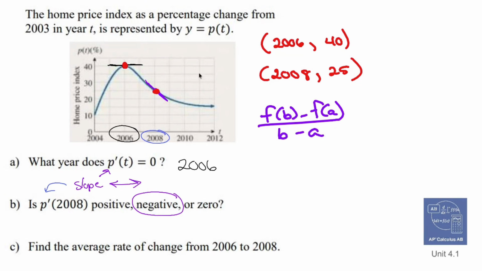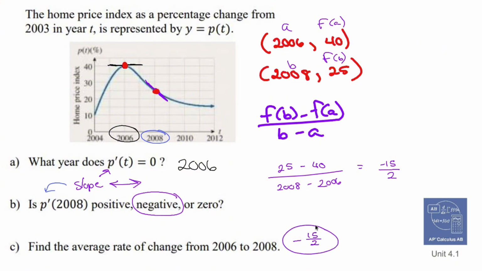We'll call the earlier year a because that usually makes sense. So you would be f of a. We'll call the later year b, so you'll be f of b, like so. And it's just a matter of plugging things in. F of b is 25, minus f of a is 40. Regular b is 2008, regular a is 2006. 25 minus 40 is negative 15. 2008 minus 2006 is 2, and we could basically just call that negative 15 over 2. Unless you want to call it negative 7.5, that's perfectly fine.